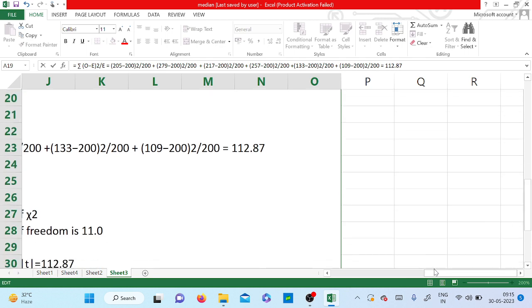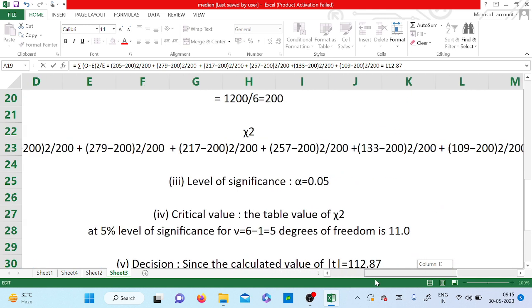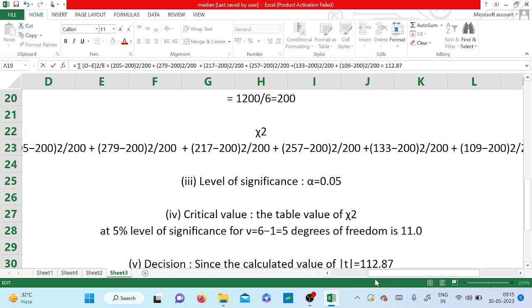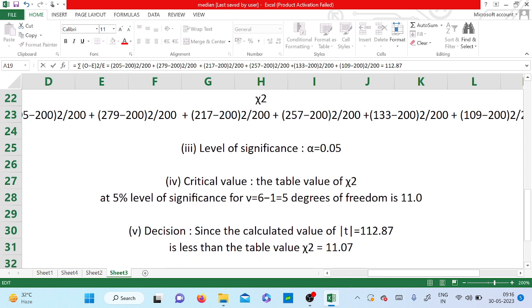Then I compare with the tabulated value, the critical value, at level of significance alpha equal to 0.05. Actually this is given in the math also. The table value of chi-square at 5% level of significance, with 6 minus 1, that is 5 degrees of freedom, is 11.07 from the statistical table.